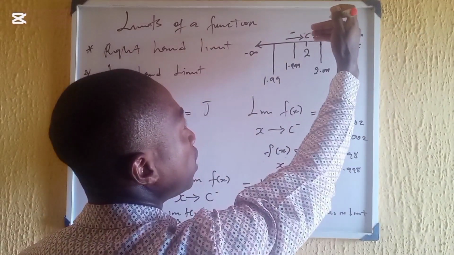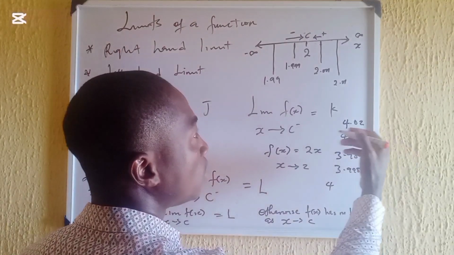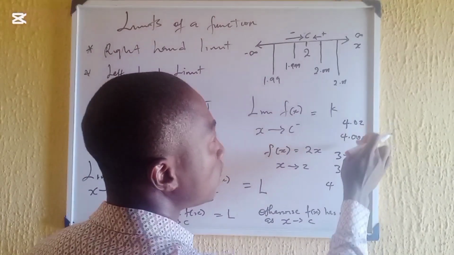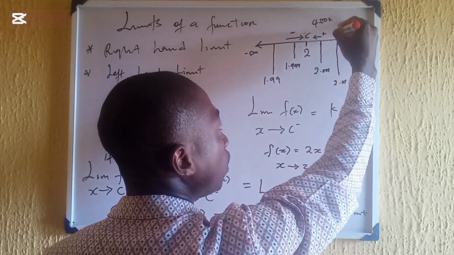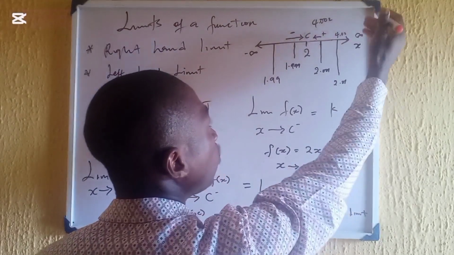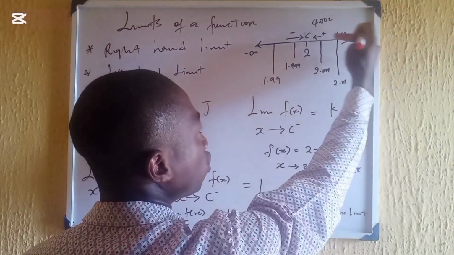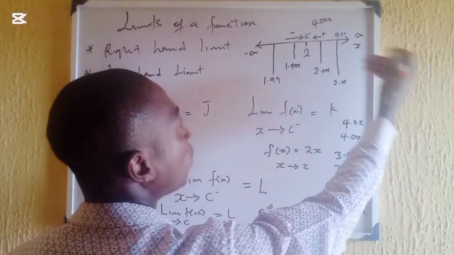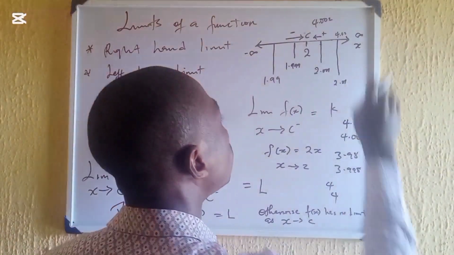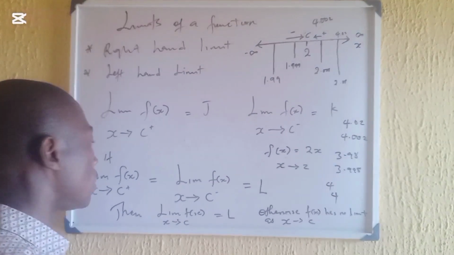As we keep going closer to 2 from the right, our answer also tends to 4 because this is greater than this. Here we'll have 4.002. Here we'll have 4.02. So coming from the right, you see that the function approaches 4. That means limit from the right hand side is equal to limit from the left hand side.